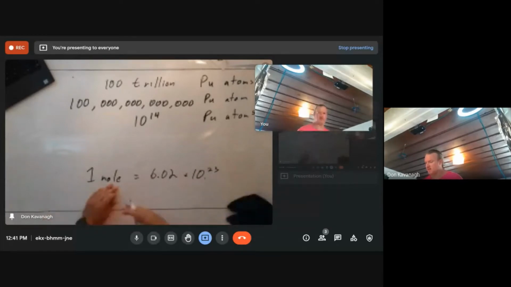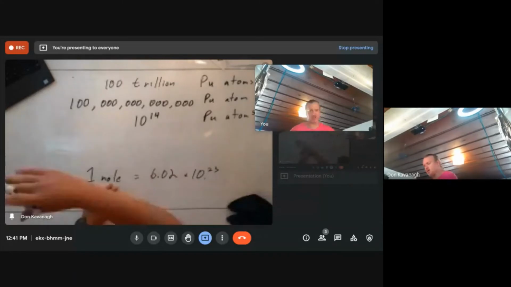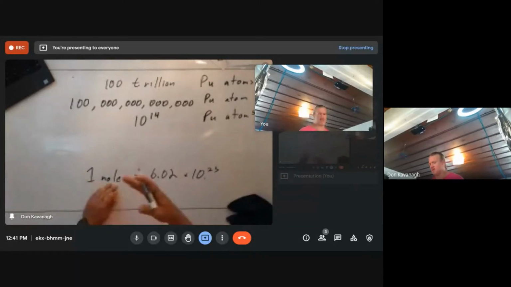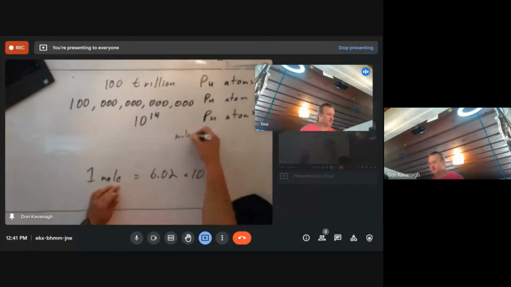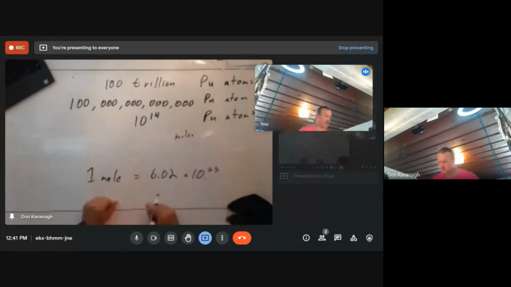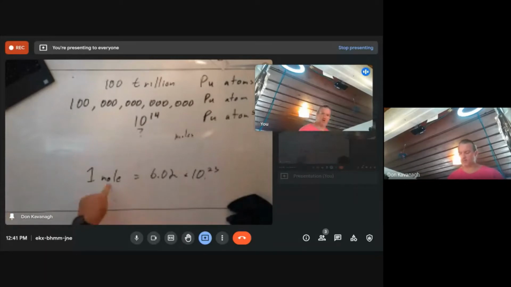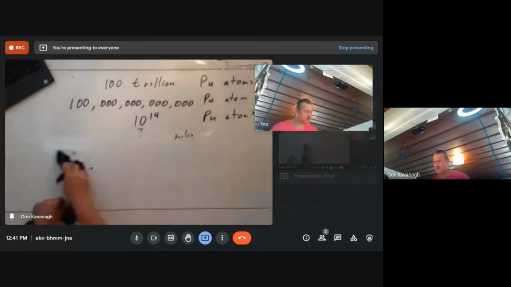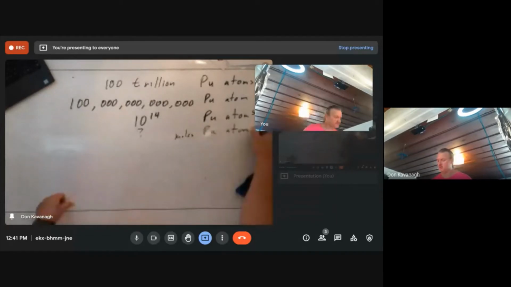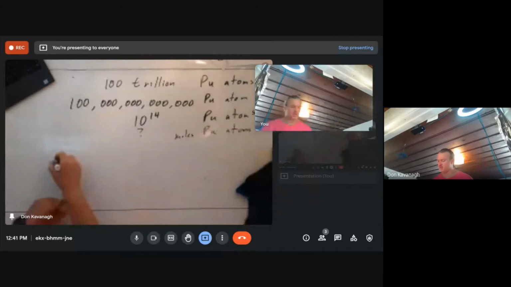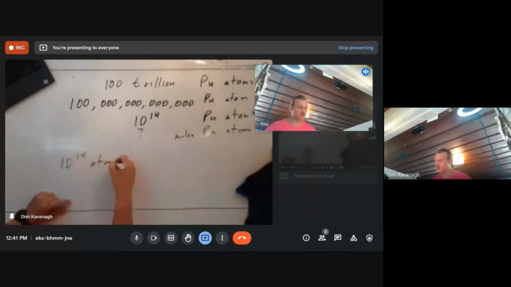So let's look at that. How many moles is 100 trillion plutonium atoms? To say 10 to the 14th atoms is not how chemists talk. We talk in terms of moles. So let's set up a scaffold to solve for how many moles of plutonium atoms we have here. We have 10 to the 14th plutonium atoms, and 1 mole is equivalent to 6.02 times 10 to the 23rd atoms.